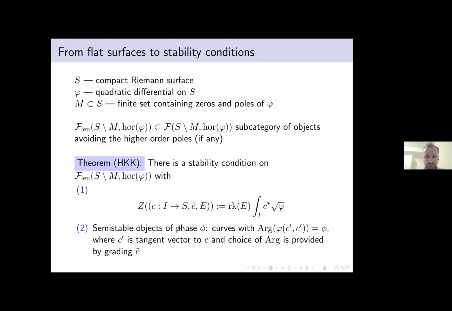So what are the semi-stable objects? They are what in general in higher dimensions you'd call special Lagrangians, and in this dimension they are just geodesics, straight lines.